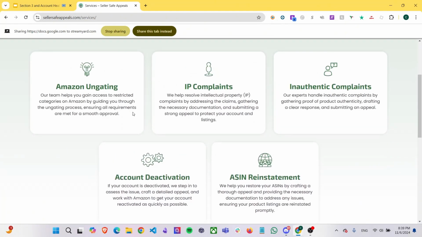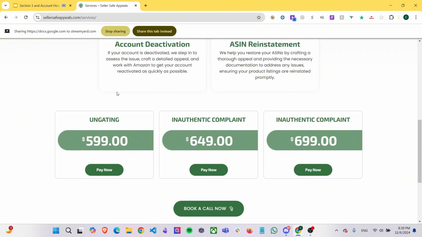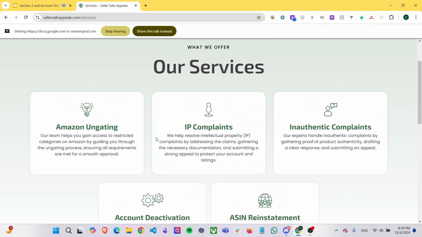But because most categories you're already restricted, because ungating is about your account health and your account age and your gross revenue on Amazon. They're selling you, you pay $600 to get ungated, and then you pretty much can't even get anything because you're a new seller. So you just waste your money on this.